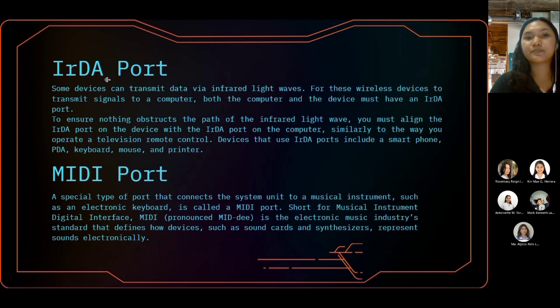Next is the MIDI port. A special type of port that connects the system unit to a musical instrument, such as an electronic keyboard, is called a MIDI port, short for Musical Instrument Digital Interface. MIDI is the electronic music industry standard that defines how devices such as sound cards and synthesizers represent sounds electronically. It is important to realize that MIDI doesn't contain any actual sound itself. It is simply the instructions for how other instruments should create sound.